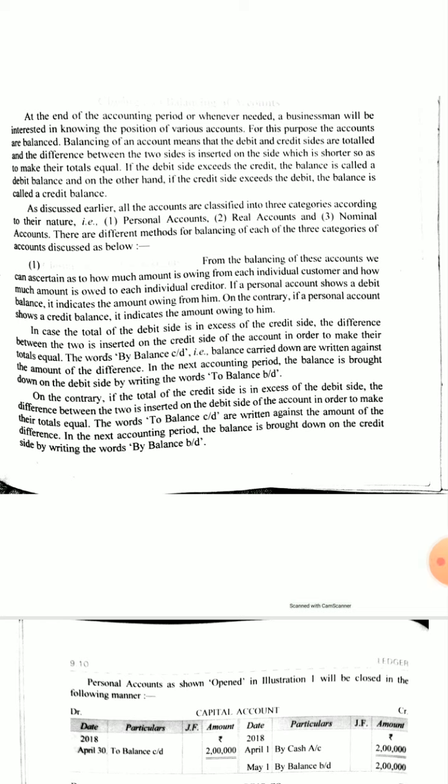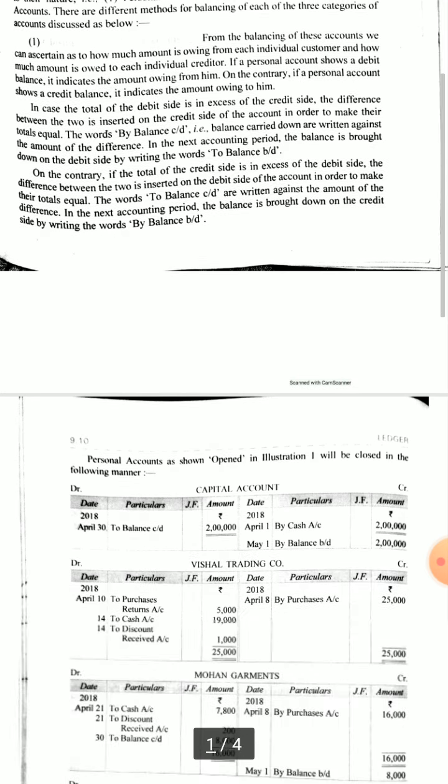In the last video I discussed how ledger posting is done. That means how journal entries are posted into the ledger. And in this video I am going to tell you about how the ledger is closed. So you already know that accounts are divided into three types: personal, real and nominal accounts. Now we will see how each one of these is balanced.